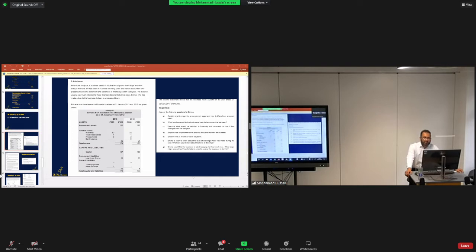So what would be included in the inventory, and comment on how it changed over the last year. So look at the inventory: last year was 32, now it's 50.